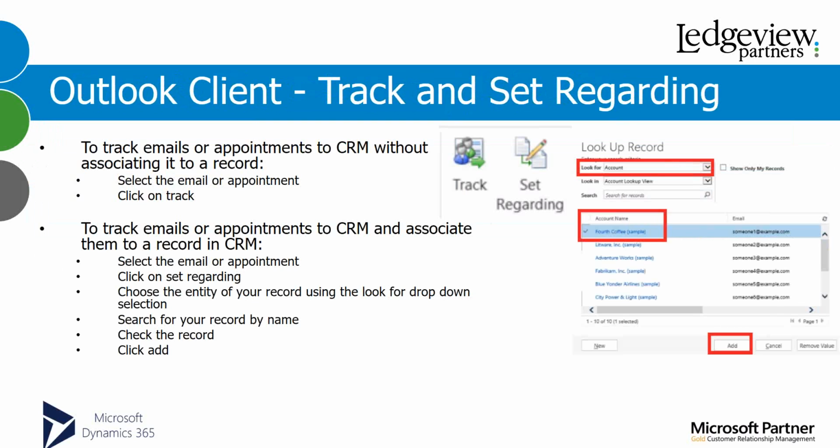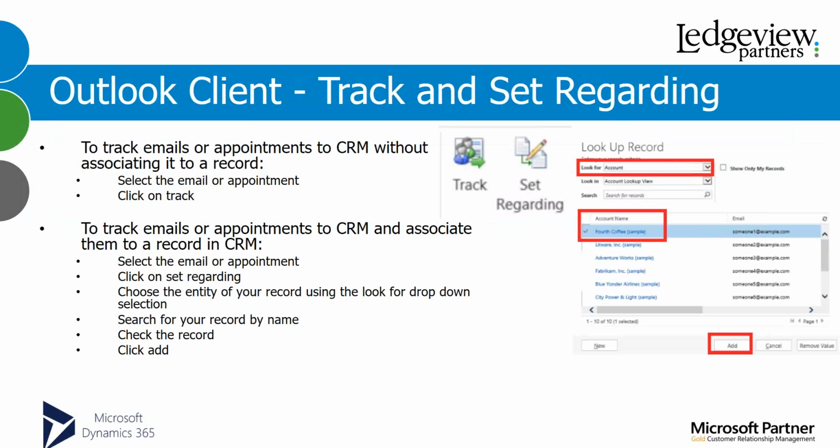Tracking an email is literally just taking that email as it exists and sticking it into CRM. It's not associating it to a record. It's not doing anything like that. There's no association to a specific record in CRM. That's why we always recommend using set regard, because set regard not only puts the email in CRM, it also associates it to a specific record.